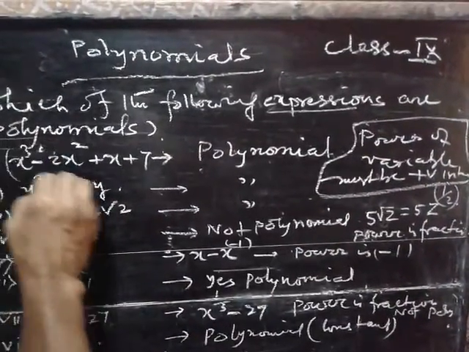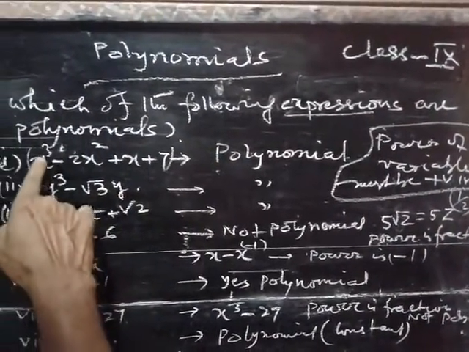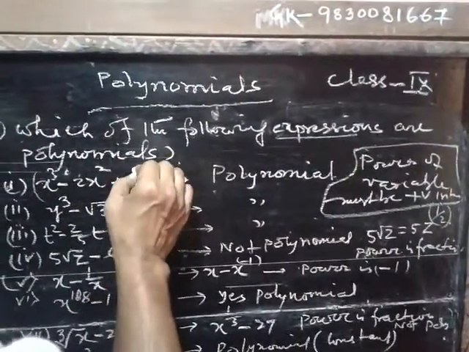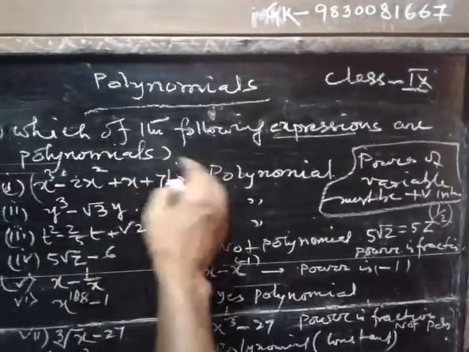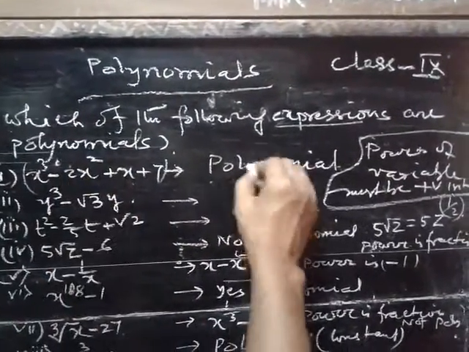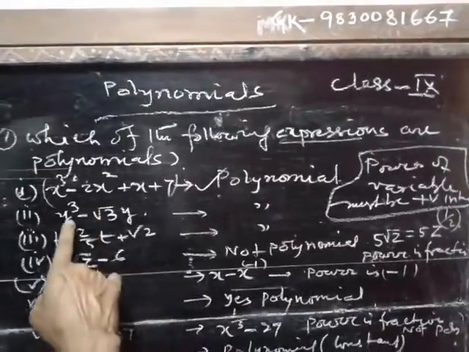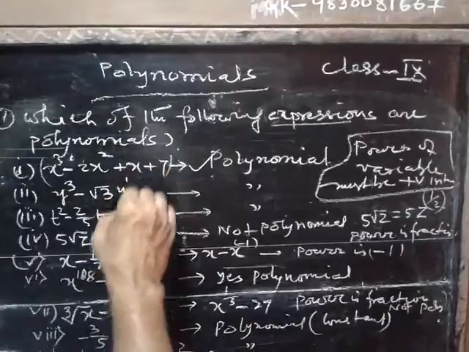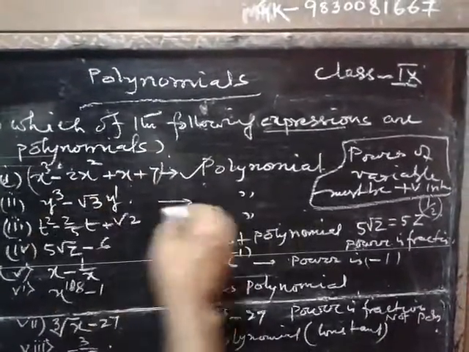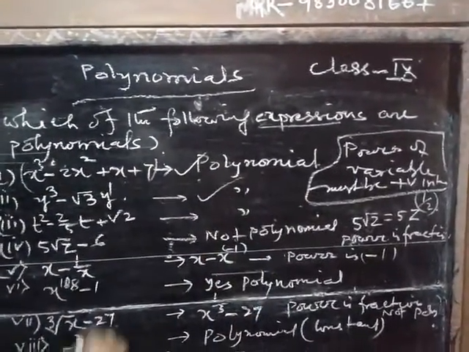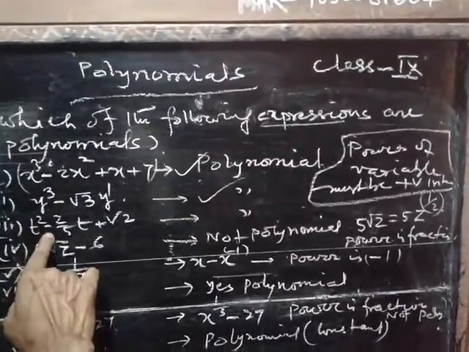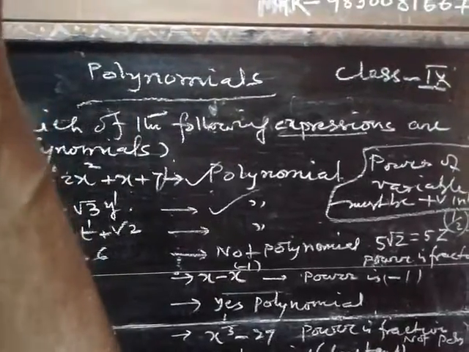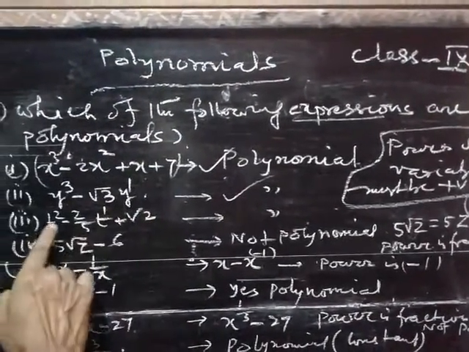See here this expression, here x cube, x square, x and 7. So all the powers of the variables in the terms are positive integers, so this is a polynomial. Second one is also, see, y cube minus root 3 y. Power is 1 here and 3 here, positive integer, polynomial. Here is also t square minus 2 by 5 t. The variable is t here, and the power is a positive integer.